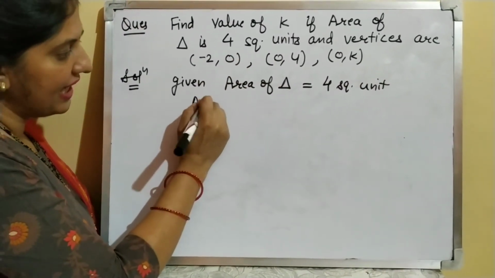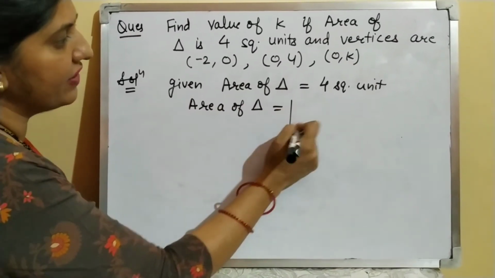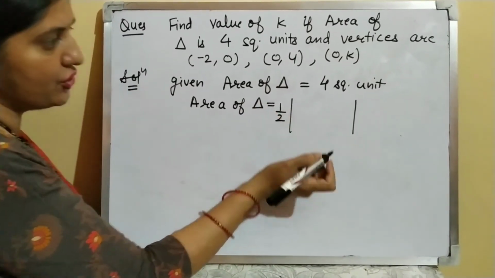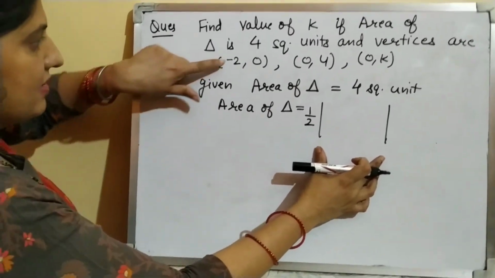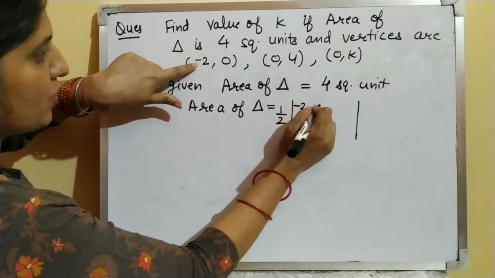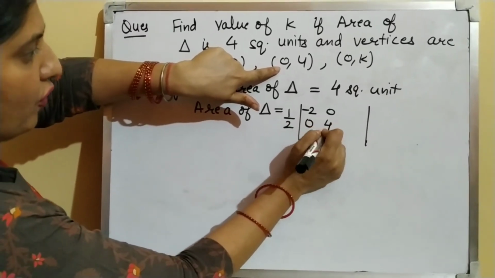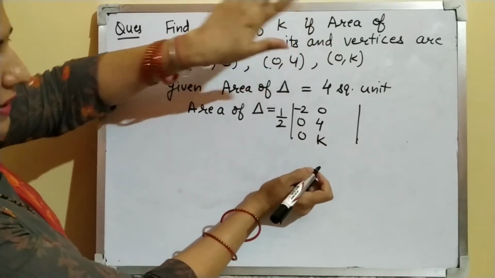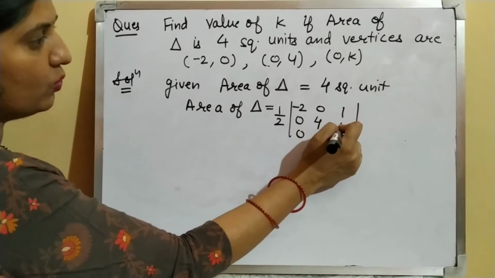And we know that the area of a triangle with the given vertices is equal to half into the determinant with the entries: write the coordinates of the first vertex -2, 0, the coordinates of the second vertex 0, 4, and the coordinates of the third vertex 0, k. All the entries in the third column are 1, 1, 1.